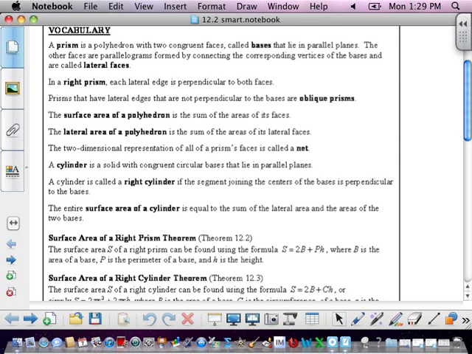A right prism is one where each lateral edge is perpendicular to both bases. So that means it's not like a prism that's tilted on its side. It's straight up and down.